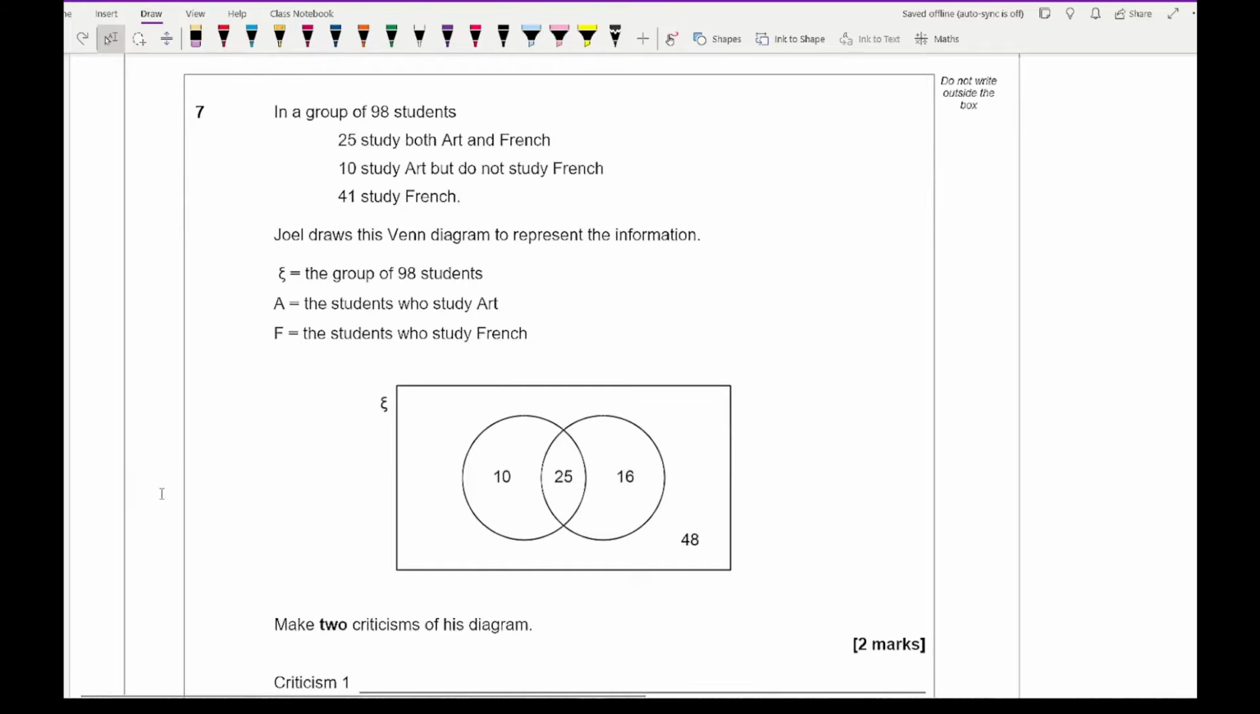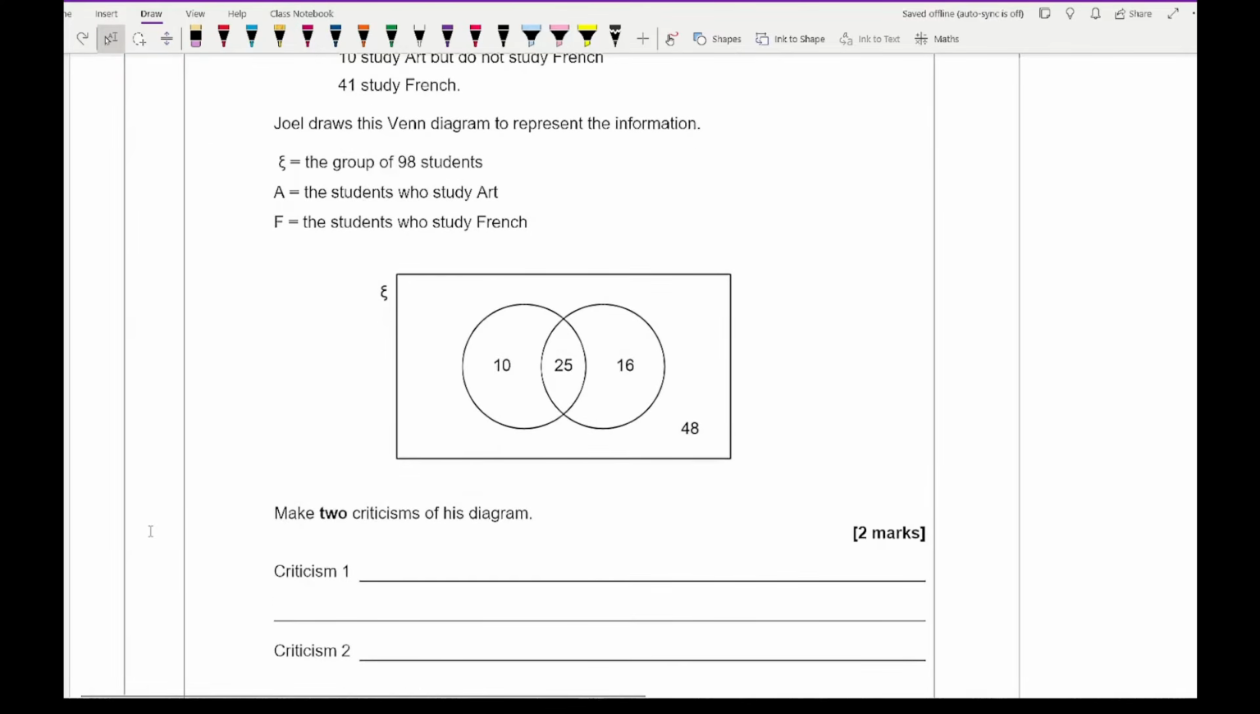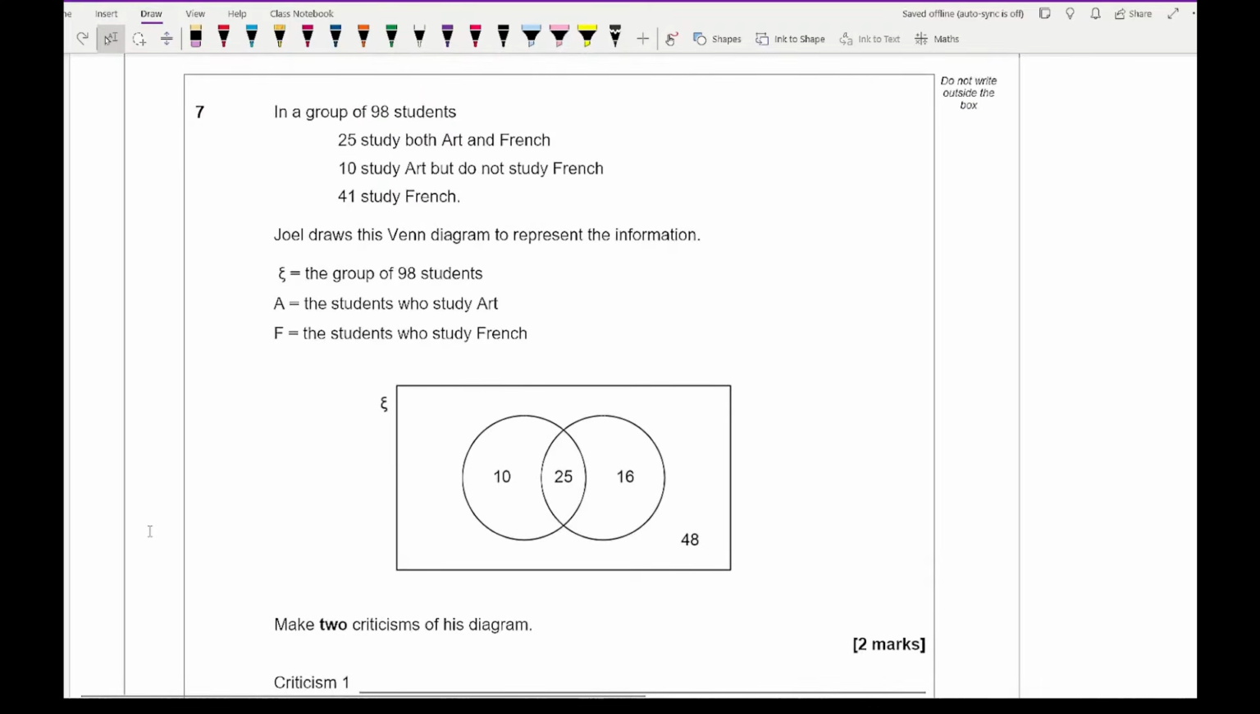Moving on to question 7, it says in a group of 98 students, 25 study both art and French, 10 study art but not French, and 71 study French. And it says we've got this diagram here. So the question is asking us to make 2 criticisms of the diagram. So there's a couple of things we need to look out for.